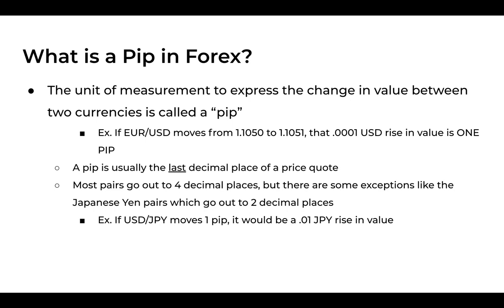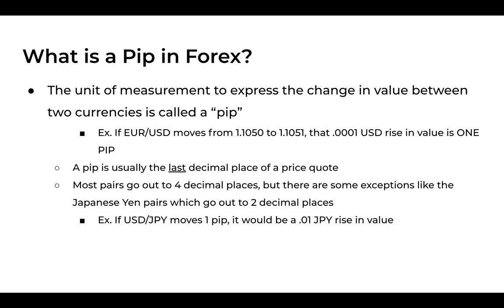A pip is the unit of measurement to express the change in value between two currencies. For example, if EUR/USD moves from 1.1050 to 1.1051, that is a 0.0001 USD rise in value, which is one pip.